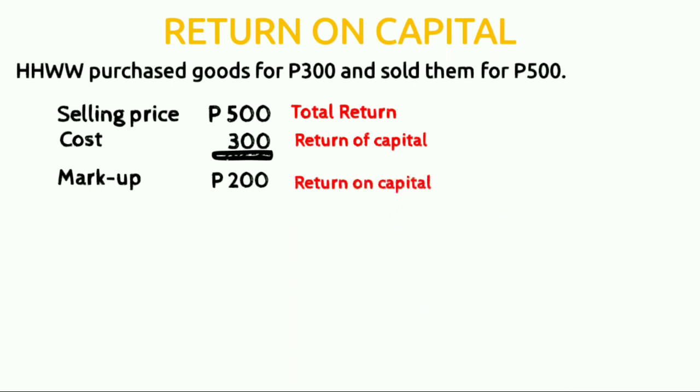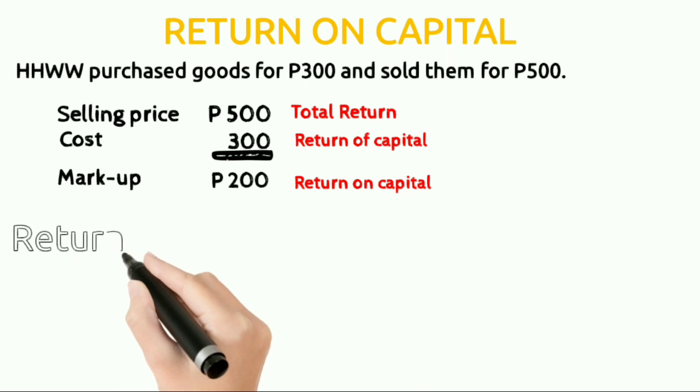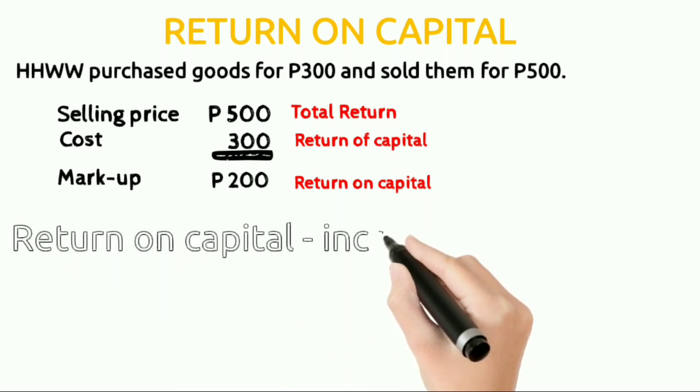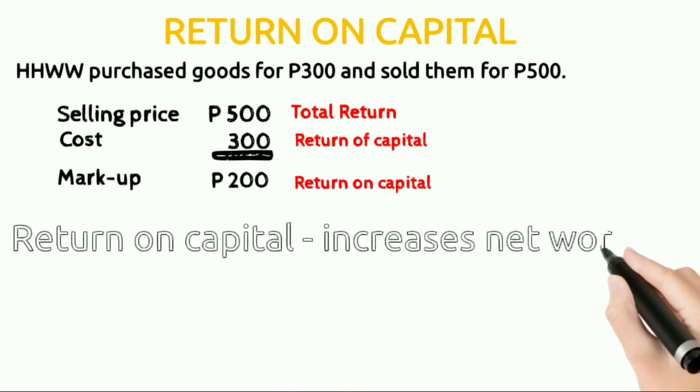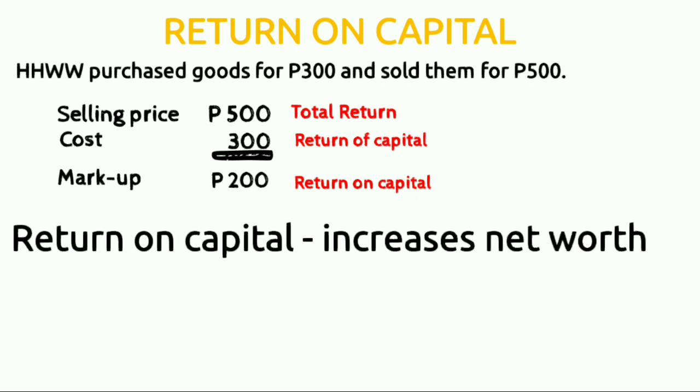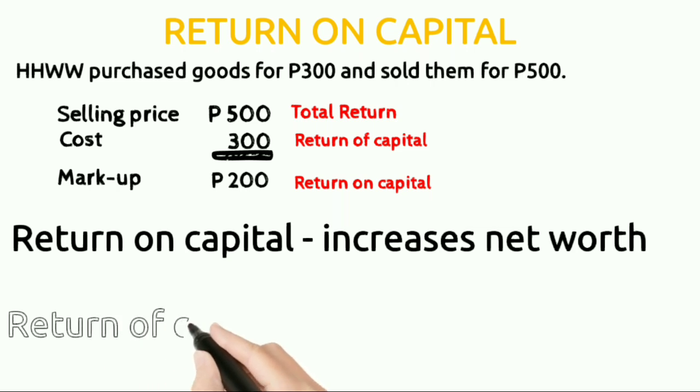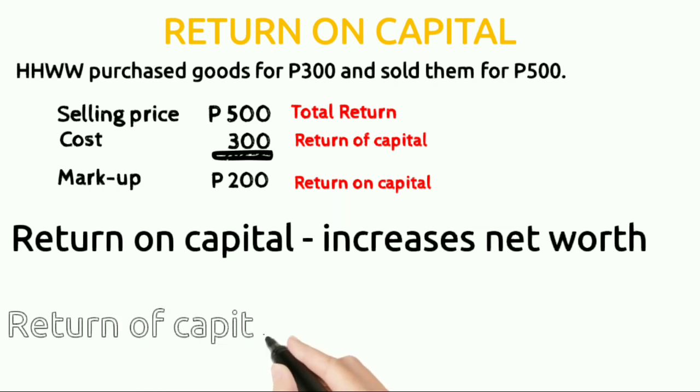Bakit nga ba yung 200 pesos ang magiging return on capital natin? Kasi nga, pag sinabing return on capital, it increases the net worth of the taxpayer. Yung 200 pesos kasi ay tubo ni HHWW. At yung kanyang tubo na 200 pesos will increase his or her net worth. Yung 300 pesos naman na cost is a return of capital.